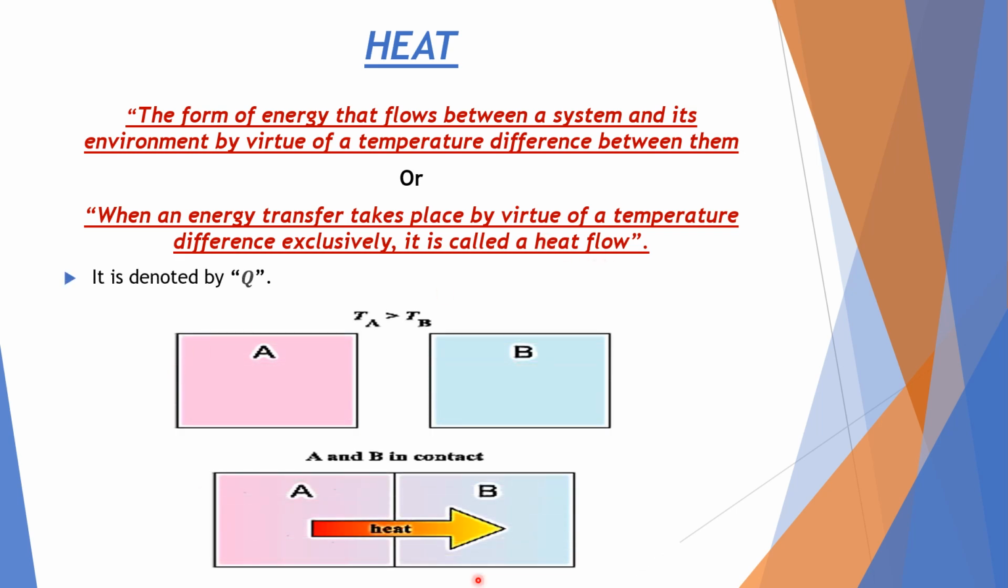So here is a diagram in which we have two bodies A and B. Temperature of body A is Ta, temperature of body B is Tb, such that temperature of body A is greater than temperature of body B. When these bodies are placed in thermal contact with each other, heat will flow from body A to body B till the temperature of both bodies becomes equal.